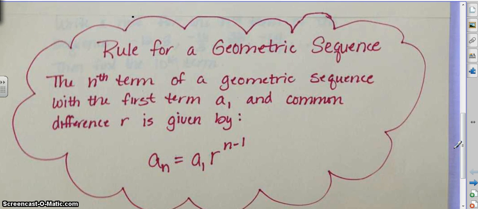This is a rule for the geometric sequence. The nth term of a geometric sequence with the first term a sub 1 and common ratio r is given by a sub n equals a sub 1 times r raised to the n minus 1. And now we're going to use this formula on the next example.